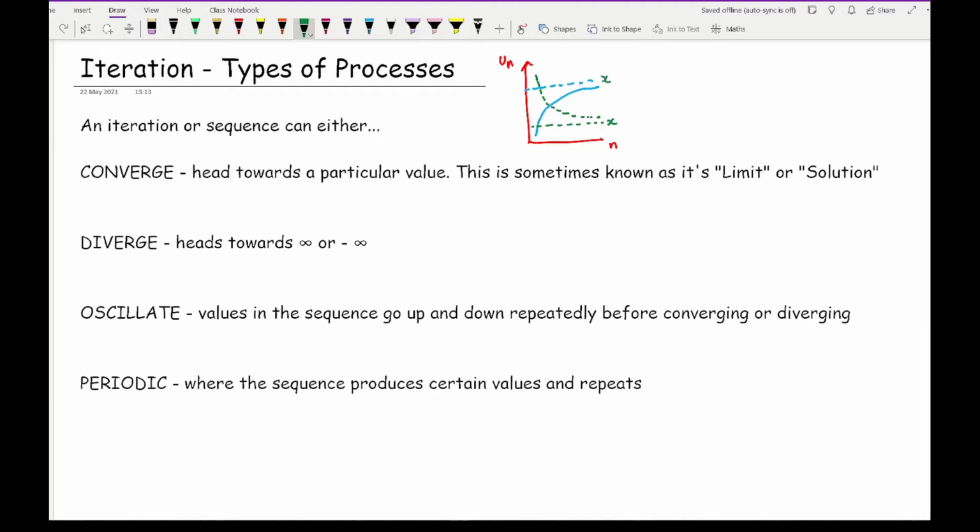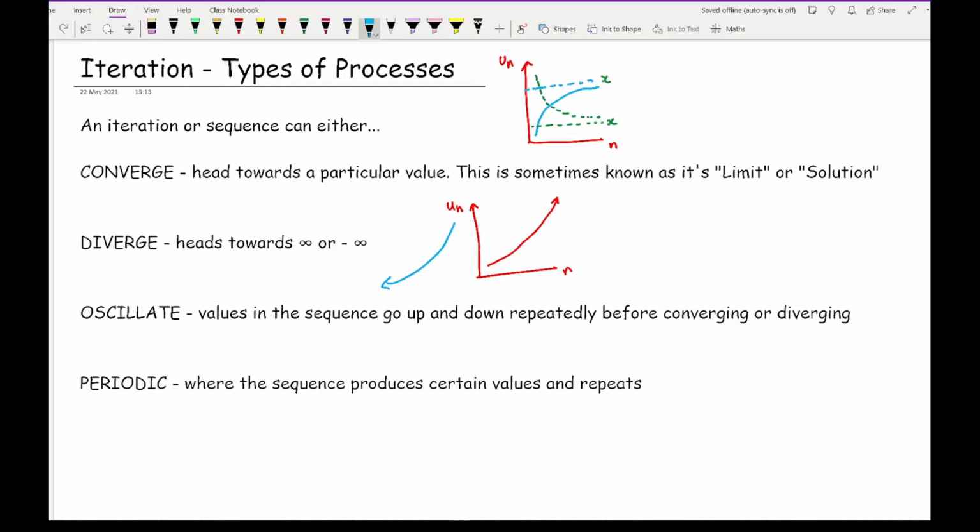Now diverging, or diverges, basically means that the sequence is either going to head towards minus infinity or positive infinity. So for example, if we had a positive iteration or sequence of un and n, then as n increases, so does the value of un, or it could obviously tend towards minus infinity, heading in the opposite direction. So if it's only going to get bigger, or only going to get smaller and smaller into negative numbers, then that's when we say it's diverging.